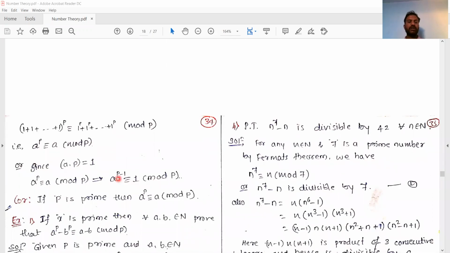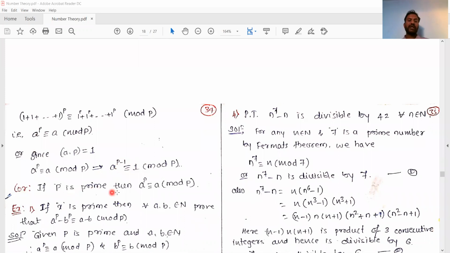Like this, any number you can take and check here. Next, the corollary: if p is a prime number, then a raised to p is congruent to a mod p. In this itself we have proved, up to this, nowhere have we used that a and p are relatively prime. So that is the theorem itself: a raised to p is congruent to a mod p.